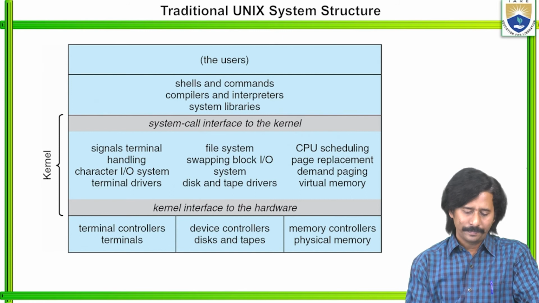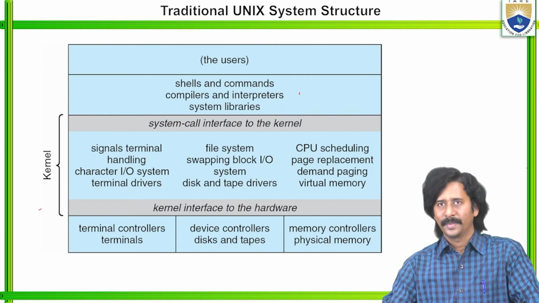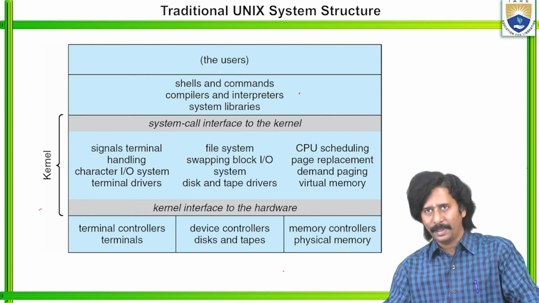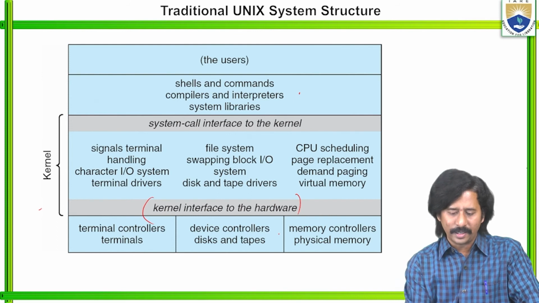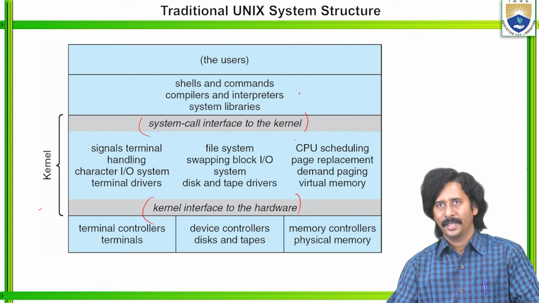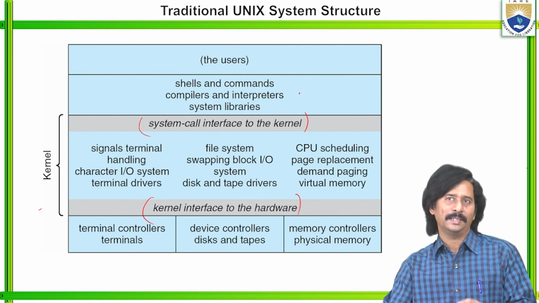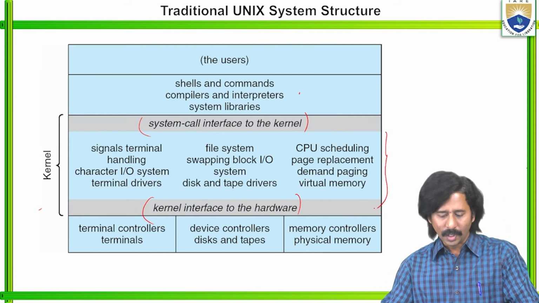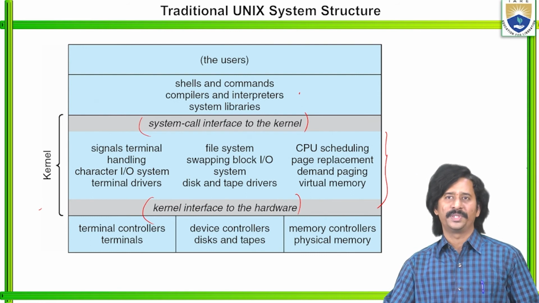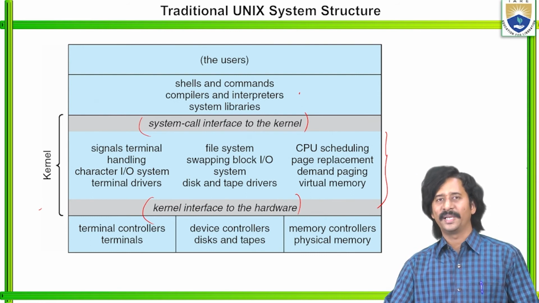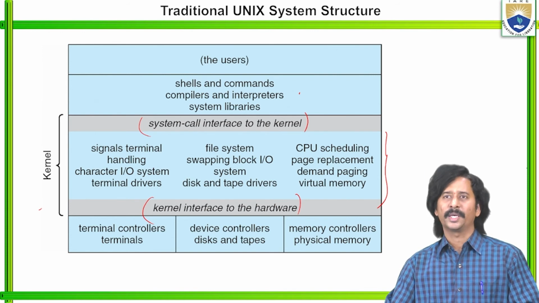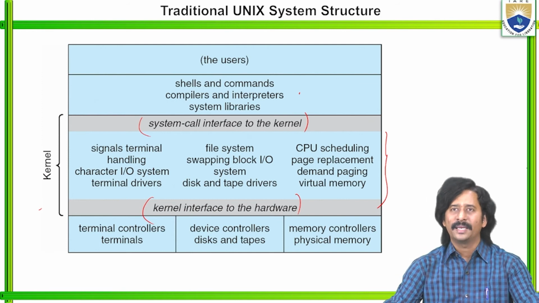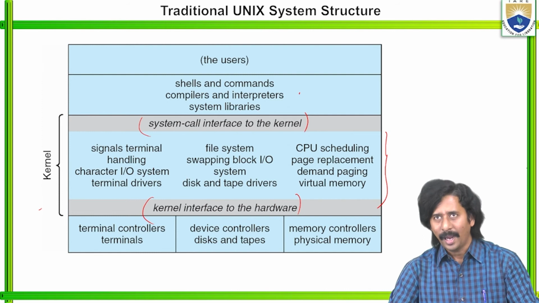Now this is the traditional UNIX system structure. Here we have the kernel as well as the users. At the bottom level layer, we have terminal controllers and terminals, device controllers like disks and tapes, memory controllers, and physical memory. This is the kernel interface to the hardware. This is the system call interface to the kernel. The services provided by this UNIX system structure execute in the kernel only: signals, terminal handling, character input output system, file system, CPU scheduling, page replacement, demand paging, virtual memory. We will discuss these later; these are important concepts in operating systems. Then the users interact with the shells and commands, compilers and interpreters, or system libraries. So this is the traditional UNIX system structure.